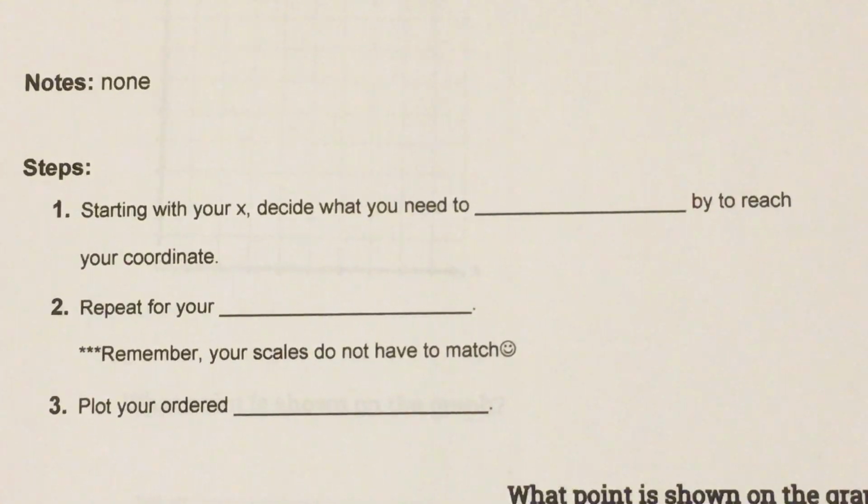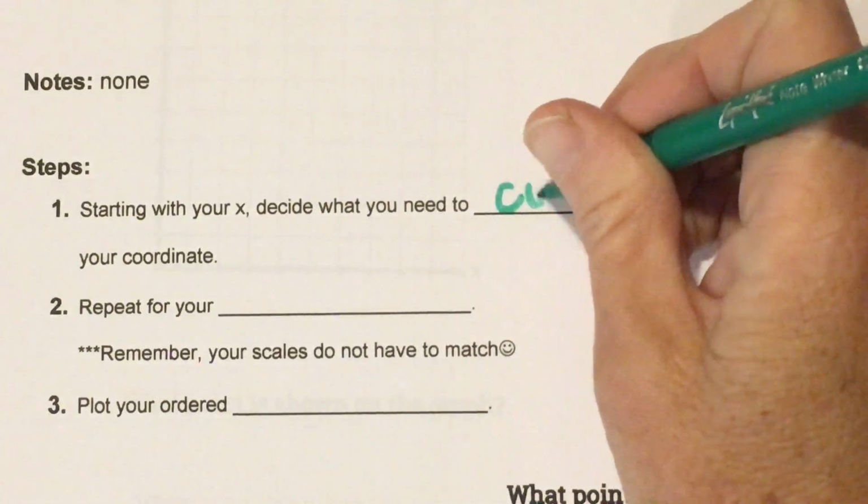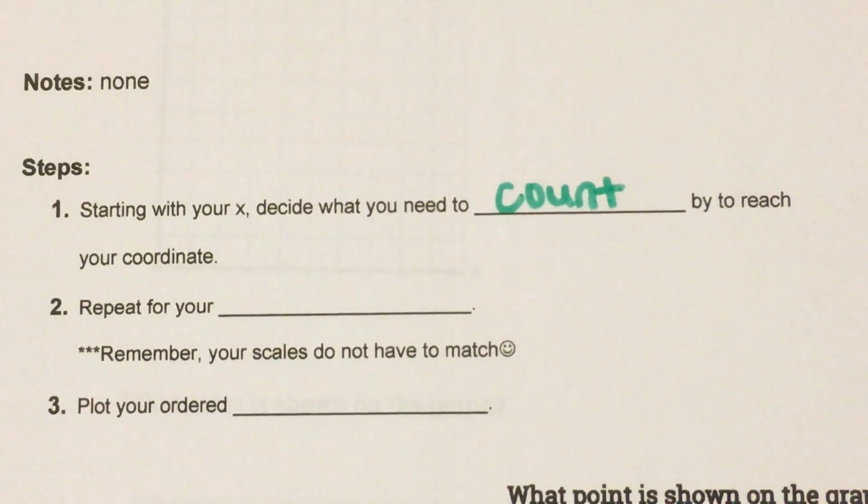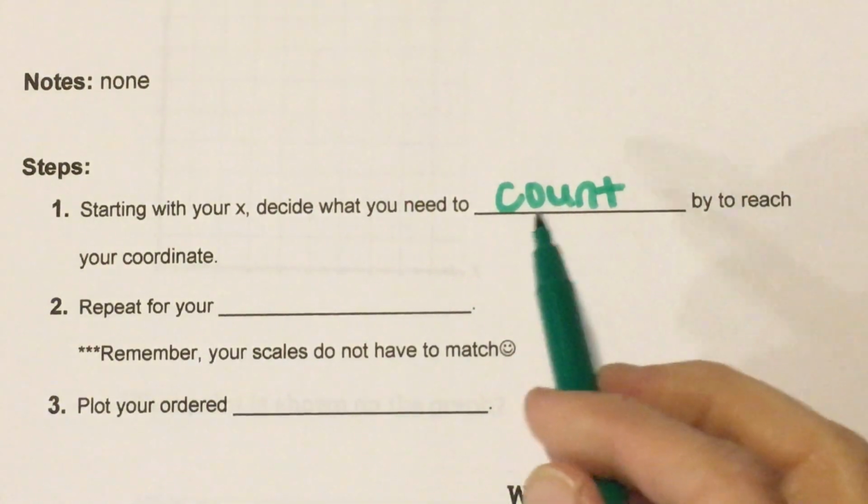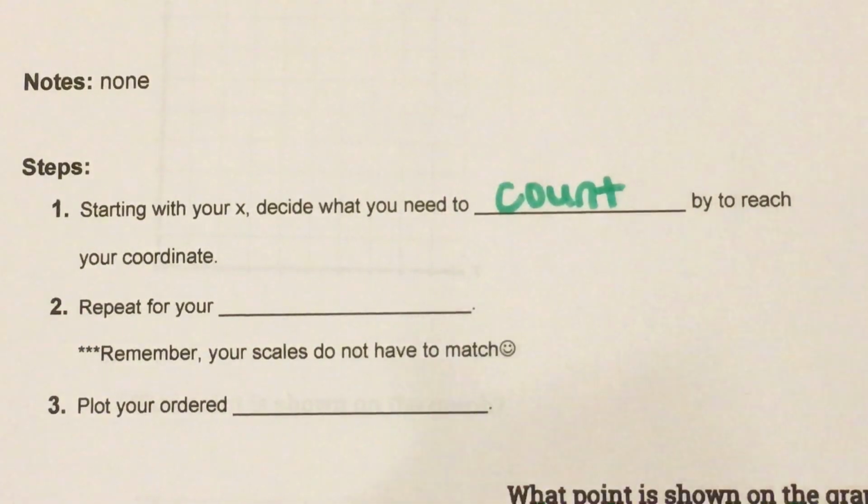Our first step is you're going to start with your x and decide what you need to count by to reach your coordinate. When I say count by, think of when you were younger, we obviously count by ones, 1, 2, 3, 4, 5, 6. But you've also learned to count by twos, 2, 4, 6, 8. I bet you could count by fives pretty easily, 5, 10, 15, 20, 25. Even tens, 10, 20, 30, 40. Even hundreds, 100, 200, 300. That's what I mean when you're going to decide what you need to count by.